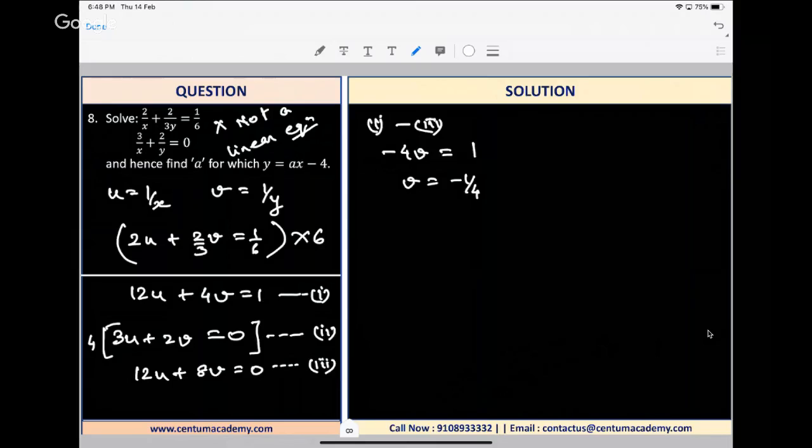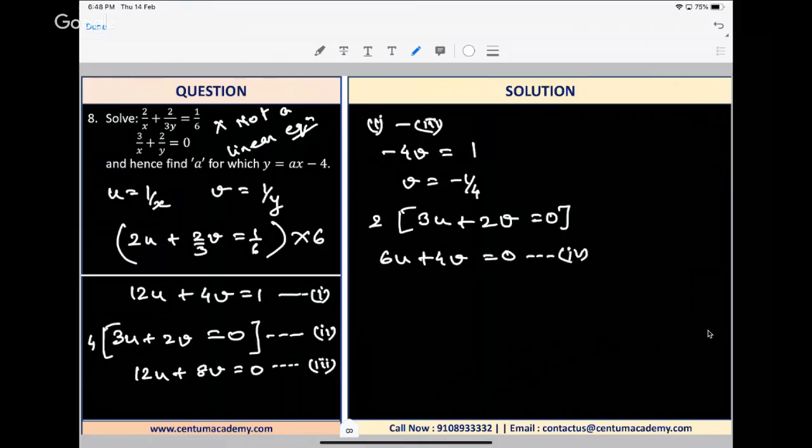But the other way could be you multiply the second equation, equation number 2. So I'm multiplying the equation number 2 by 2. So hence you will get 2 into 3u plus 2v equals 0. And you will get 6u plus 4v equals 0. This is equation number 4.